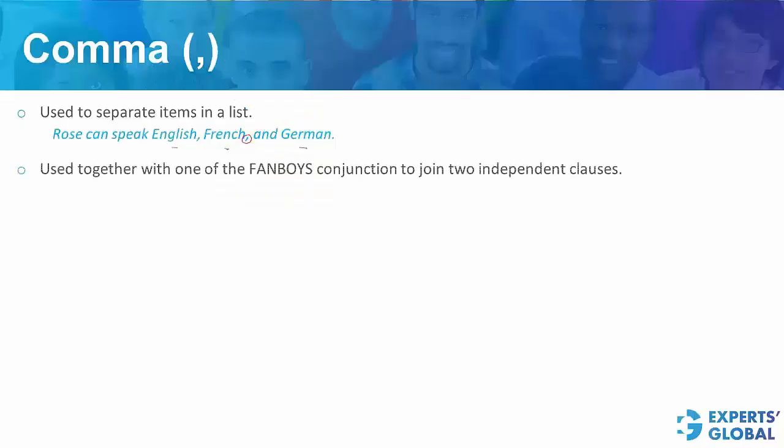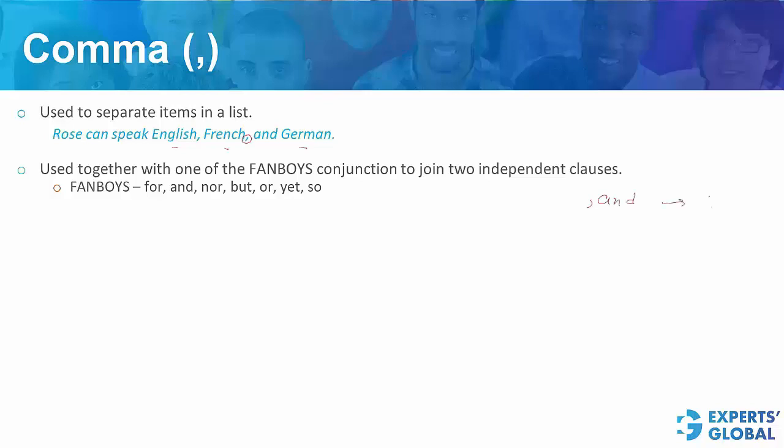Next usage of comma is to join two independent clauses. Remember, comma followed by a conjunction can join two independent clauses. Alone, comma is not strong enough to join two independent clauses. But comma together with a conjunction, these 7 conjunctions called FANBOYS, for, and, nor, but, or, yet, so, can together join two independent clauses. The most important of these is the comma and construction.